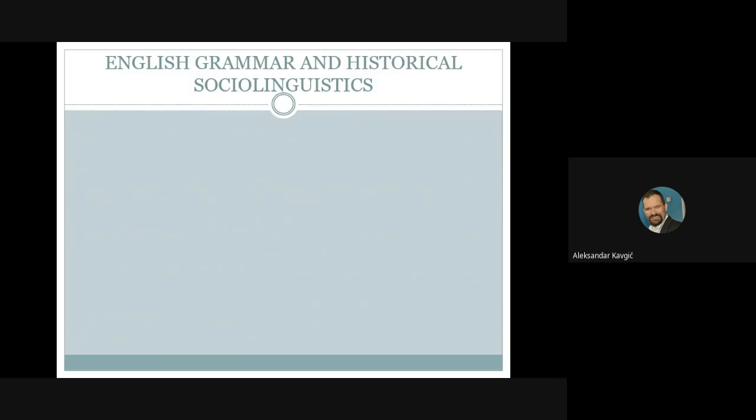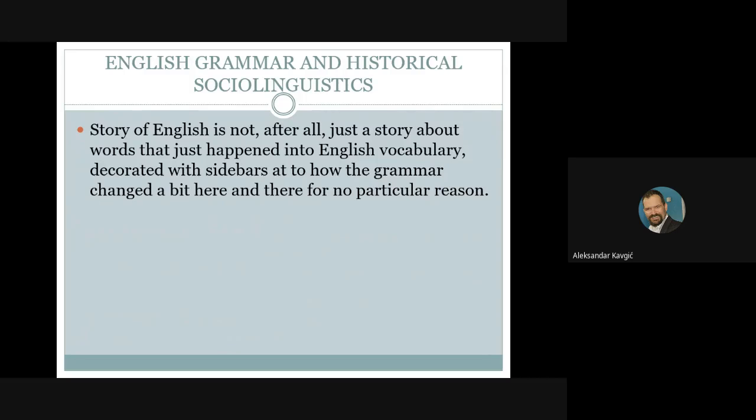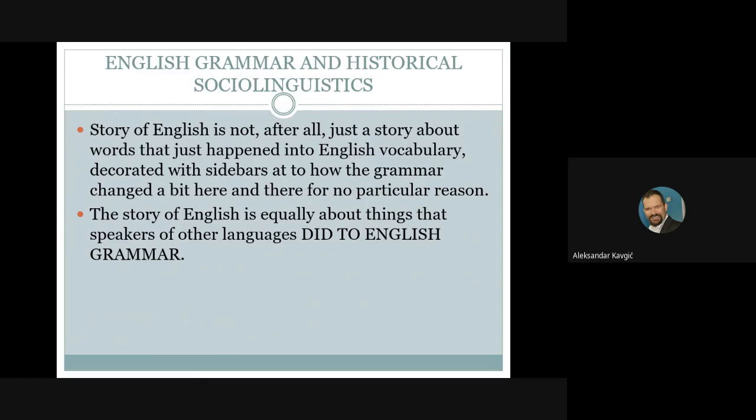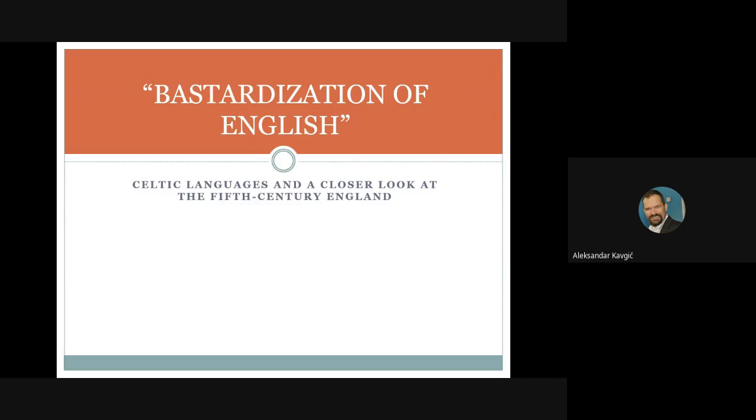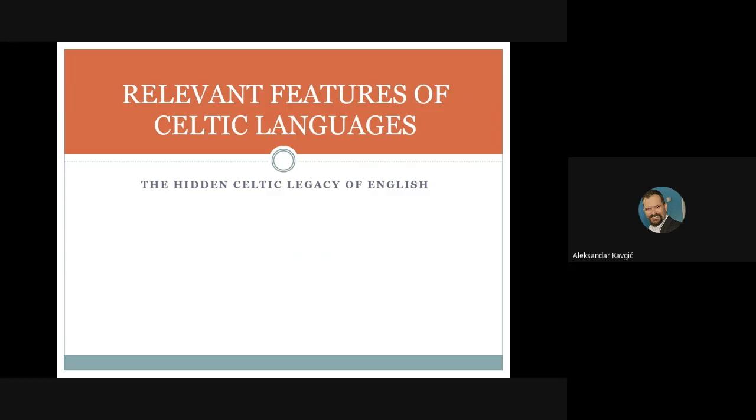So the story of English is not the story of words. What happened to vocabulary? Actually, the real story of English is about what other languages did to English grammar. And the real story of English is what happened when Old English was battered by Vikings and simultaneously, these are McWhorter's words, bastardized by Celts. So Celtic languages are actually very important in the history of English, but it was not polite to talk about that because it was considered that this never happened. Most linguists call it the hidden Celtic legacy.